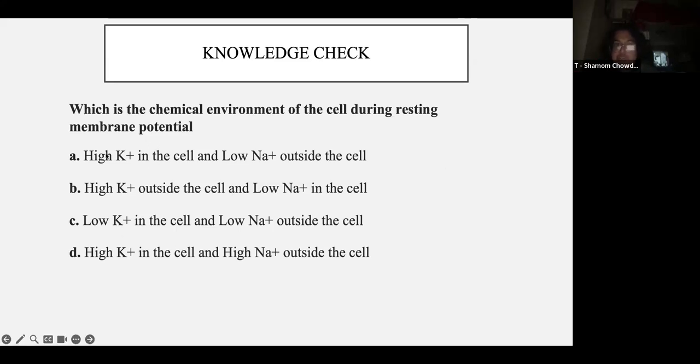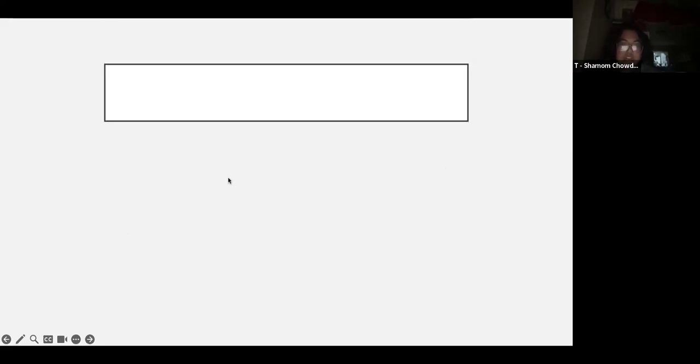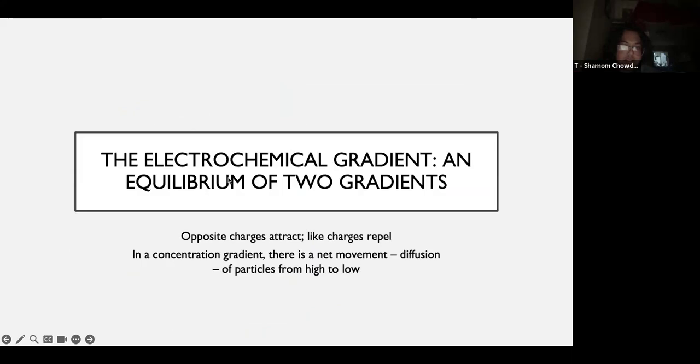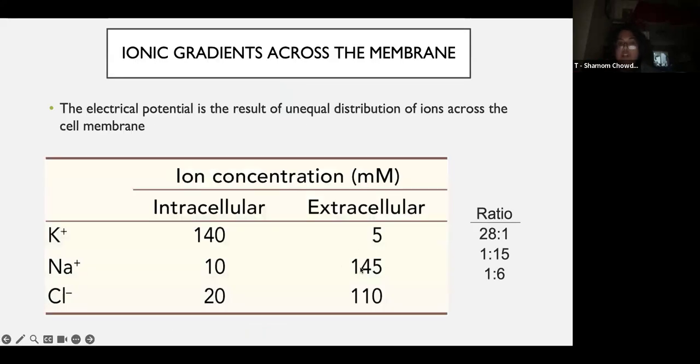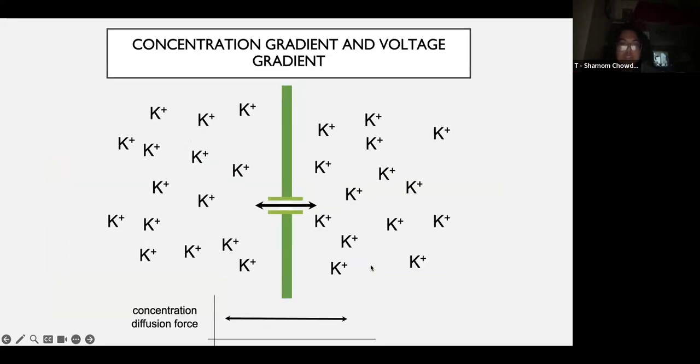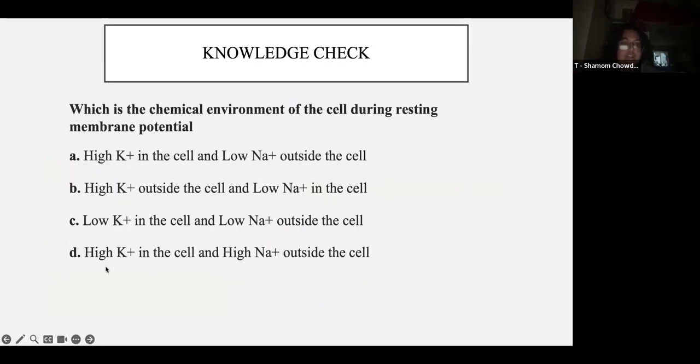A is partially true. You do have high potassium within the cell, but you don't have low sodium outside the cell. If we go back, see here, you have a lot of sodium outside the cell. So A is partially true, but D is the correct answer: high potassium within the cell, high sodium outside the cell.